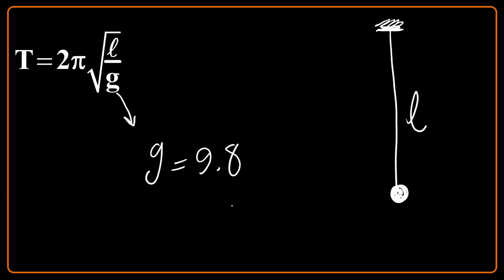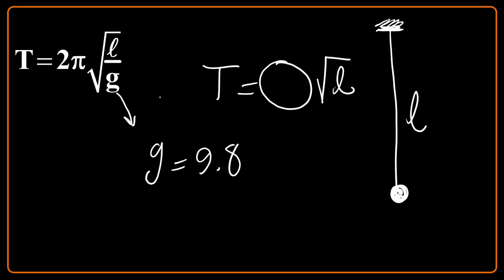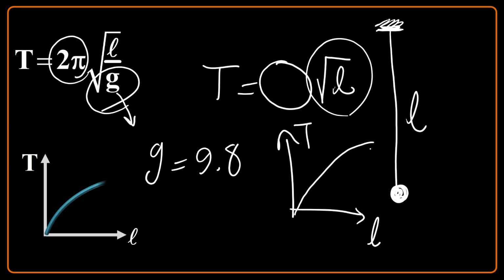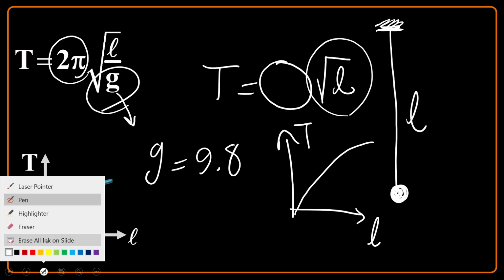Anyway, I can change the L. L could be longer, could be shorter. So T is a constant multiplied by square root of L. And this constant will include 2 pi and square root of g in the denominator. Anyway, I think that t versus L will not be a line as it has a square root here, but the form of the function must be something like that. Okay, so the form of t versus L is this.